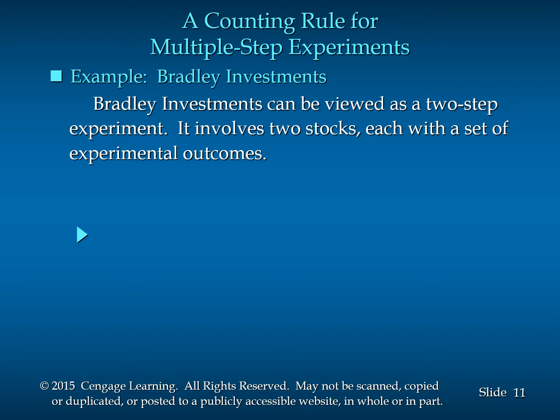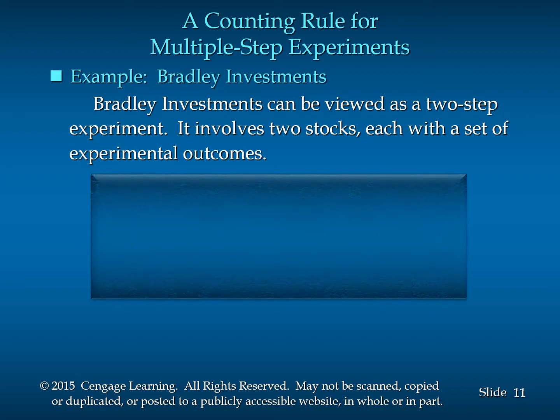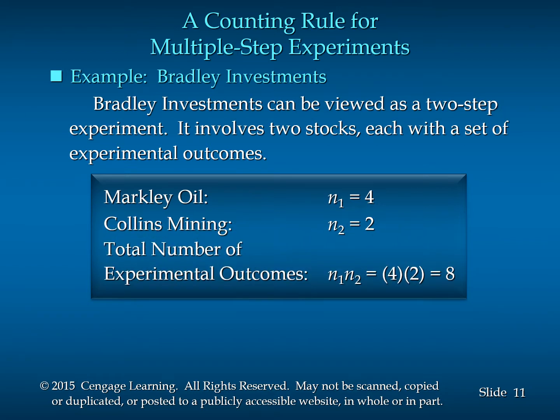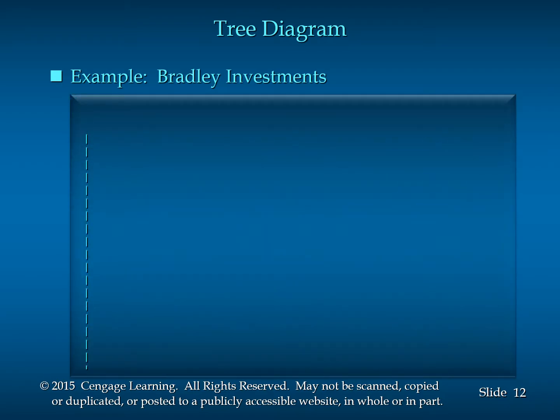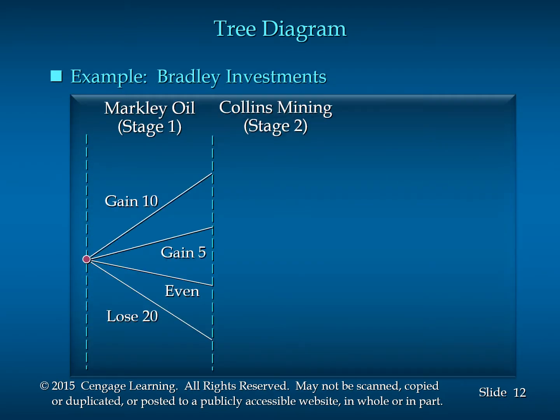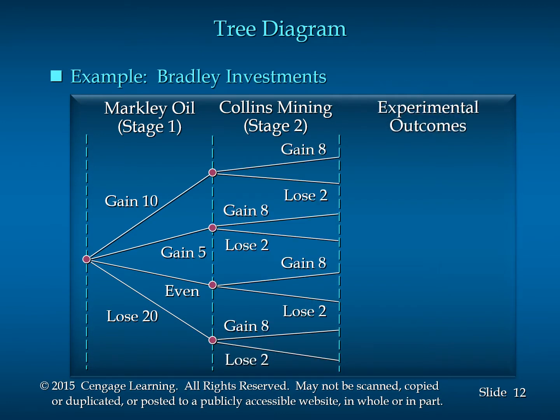This example can be viewed as a 2-step experiment. It involves 2 stocks. Each one we'll call a step. There are 4 possible outcomes for the oil stock and 2 for the mining stock. We can see that the total number of possible outcomes is 4 times 2, which is 8. As you can see, this tree diagram leads to a total of 8 combined stock outcomes.